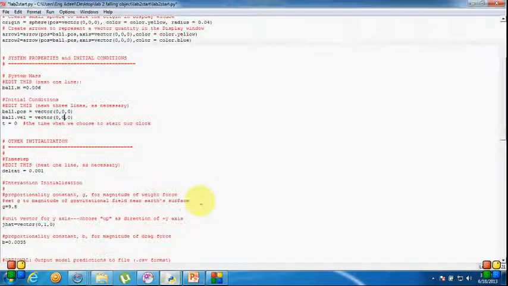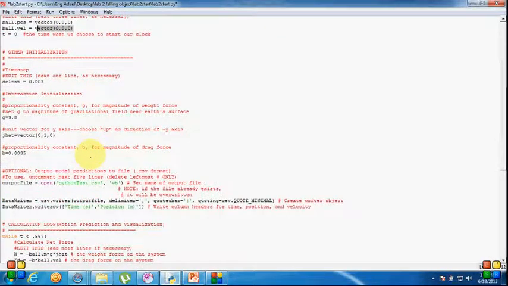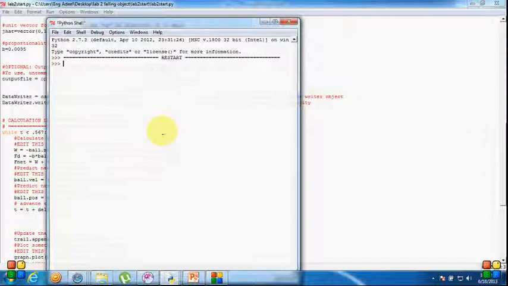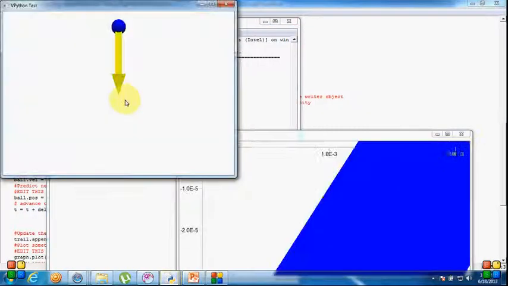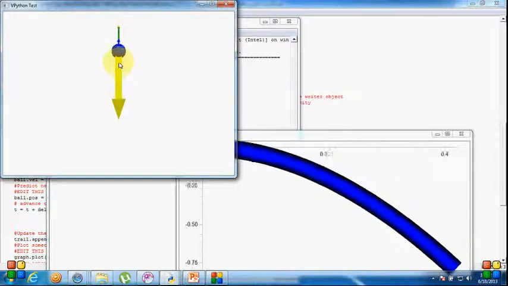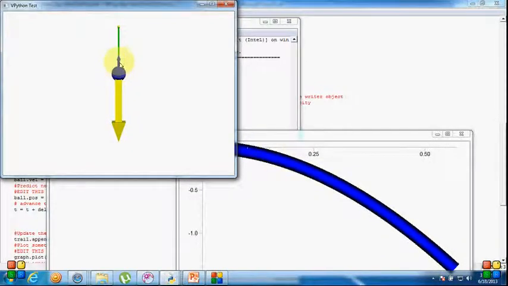By using VPython, we construct a computer model by putting in the ball mass 0.006 kg, the ball position, and the ball velocity, and here we see that F net is equal to the weight force plus the drag force. When we run the model, initially we have a yellow arrow which is the weight force, but as the ball gradually moves downward, there is a blue arrow which is the drag force.